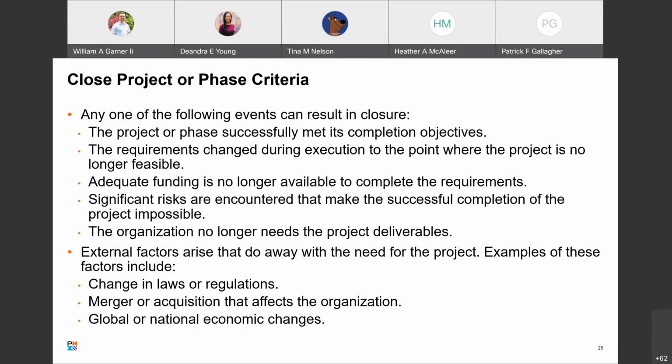External factors arise that do away with the need for the project. For example, change in laws or regulations, mergers or acquisitions that affect the organizations, global or national economic changes. I would imagine with a lot of the corporate decisions that were made at AT&T over the past many years, there have probably been a lot of instances where, because of mergers or acquisitions, the projects are impacted, right? The resources that are available to work the projects, or who owns the project now? Is it us, or is it IBM? Or is it DirecTV, or how does that work?